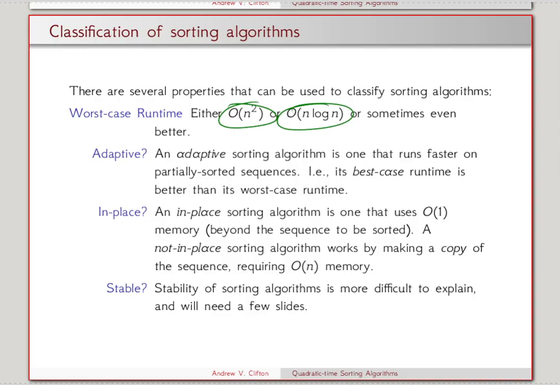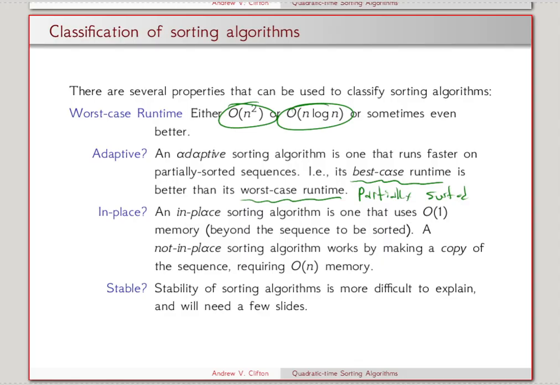But beyond that, we also have the notion of an adaptive sorting algorithm. An adaptive sorting algorithm is one that runs faster if you give it an input that is already kind of sorted. It should make sense that if I give you something that is mostly sorted, you have to do less work than if it was just random stuff. So that means its best case runtime is going to be better than its worst case runtime for partially sorted inputs.